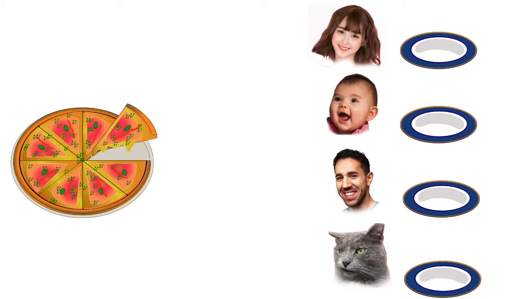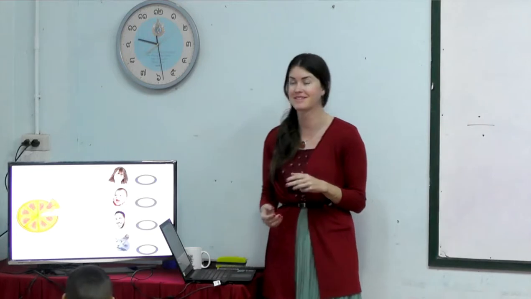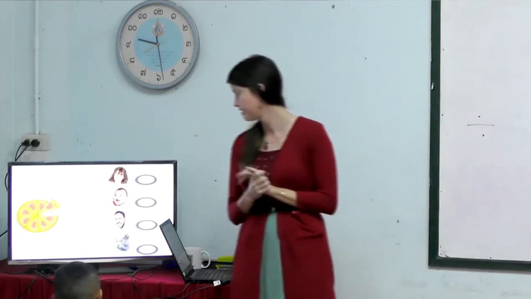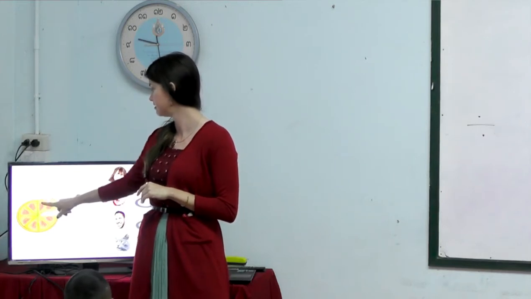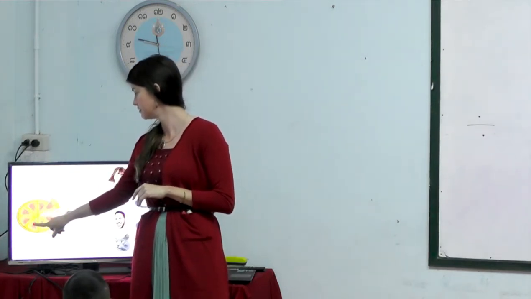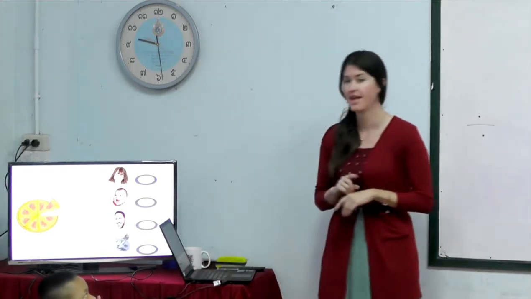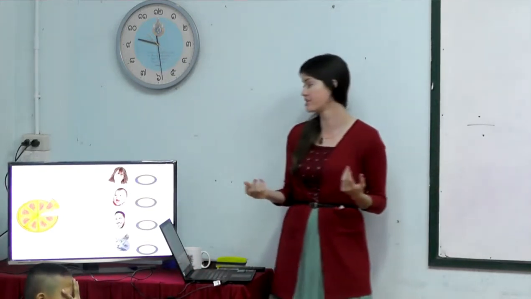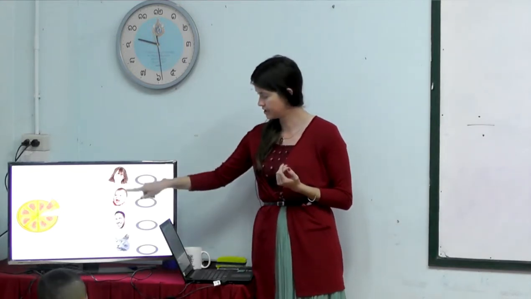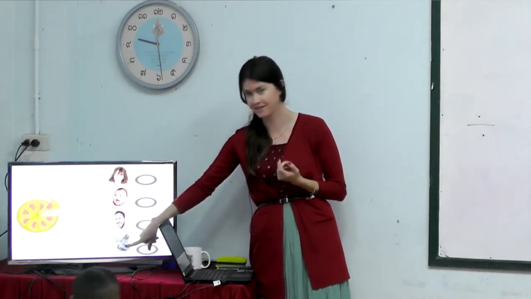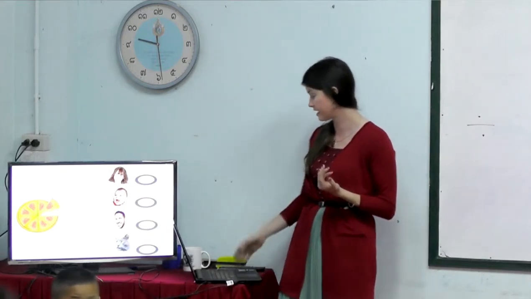Let's think about it with pizza. How many pieces of pizza do we have? Let's count them. 1, 2, 3, 4, 5, 6, 7, 8. 8 pieces of pizza, okay. So we have 8 pieces of pizza that we want to share with our friends. How many friends do we have? 1, 2, 3, 4. 4 friends. So yeah, I think everybody's going to get some pizza.